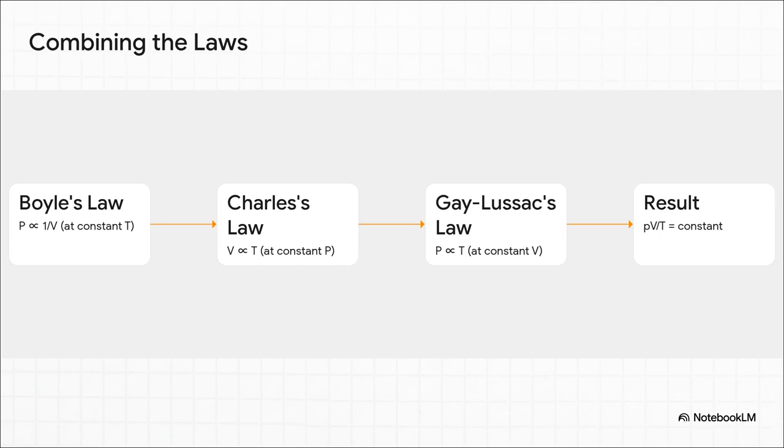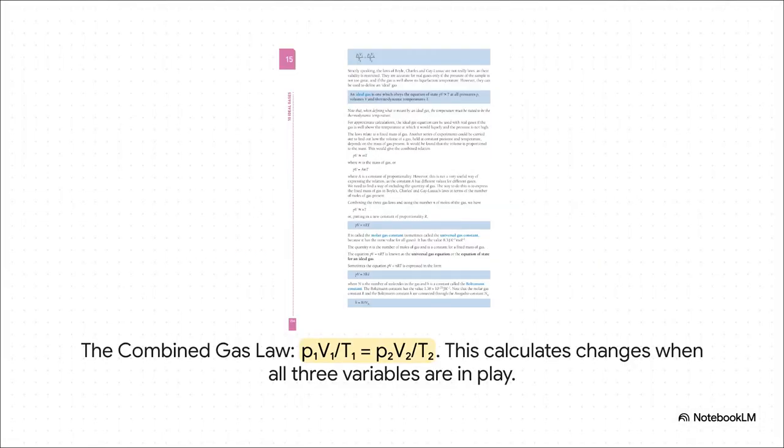So let's just walk through the logic here. Boyle told us that pressure is proportional to 1 over volume. Charles showed us that volume is proportional to temperature, and Gay-Lussac found that pressure is also proportional to temperature. When you stir all of that together, you find that for any set amount of gas, pressure times volume divided by temperature is always going to be some constant number. And that gives us this, the combined gas law.